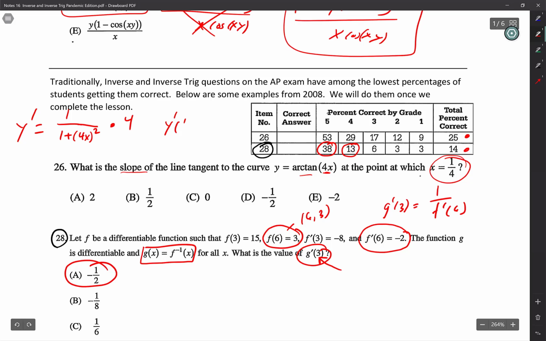Now all I do is plug in 1/4. y prime at 1/4 equals, let's see, 4 over, 4 times 1/4 is 1. 1 squared is 1. 1 plus 1 is 2. So 4 divided by 2 is 2. And you can see why these are the hardest questions in there, guys.